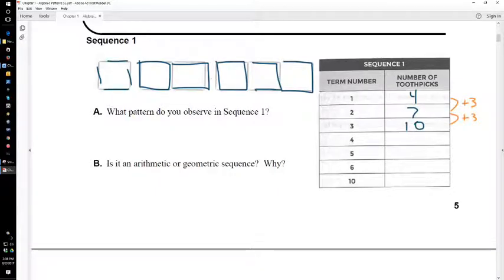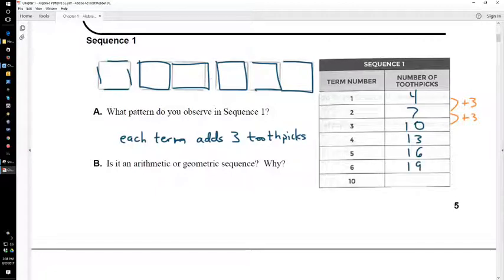So each term adds 3 toothpicks. From 3 to 4 we can say 10, so that'll be 11, 12, 13, 14, 15, 16, 17, 18, 19. Now you may be tempted to put 22 right here, but notice it goes from 6 to 10. So we need to go up 4 steps. So we really need to go up 9 to 11, 12, 13, 14, 15, all the way up to, I think, 32, if that's right.